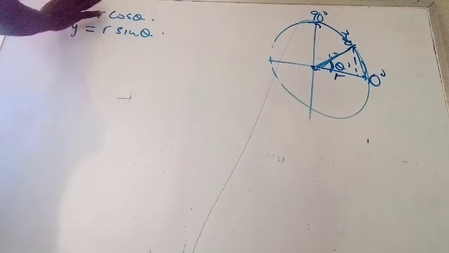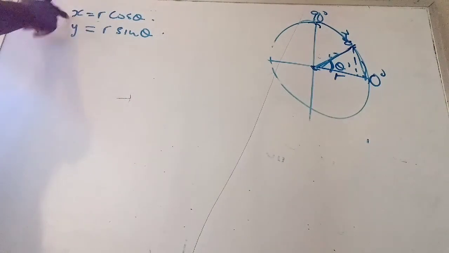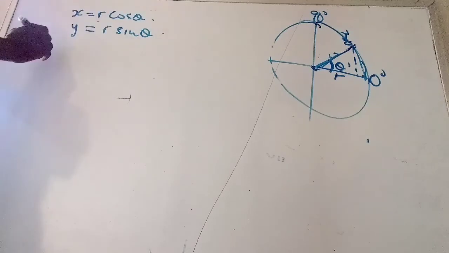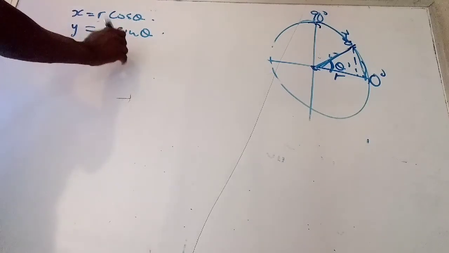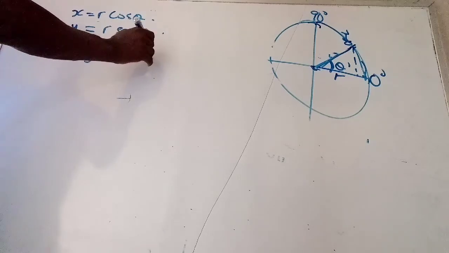Also, we need to differentiate x to r and theta. So dx multiplied by dy will give us r dr d theta.